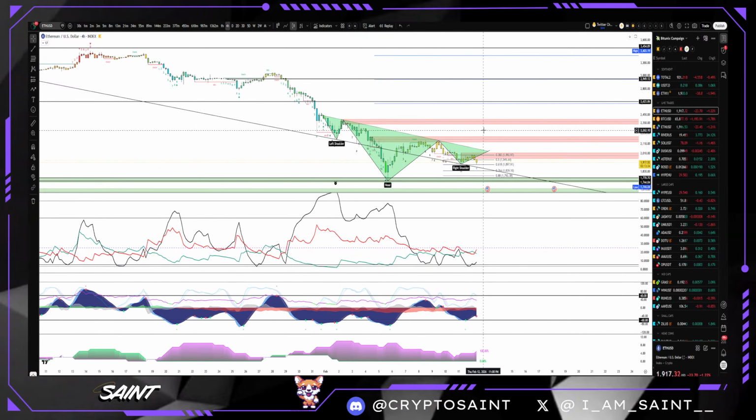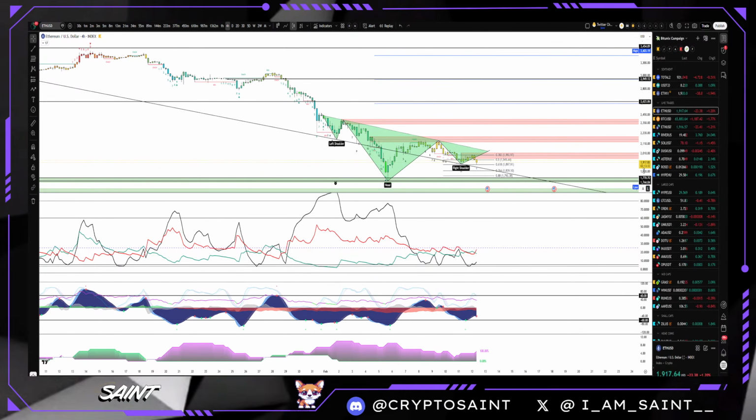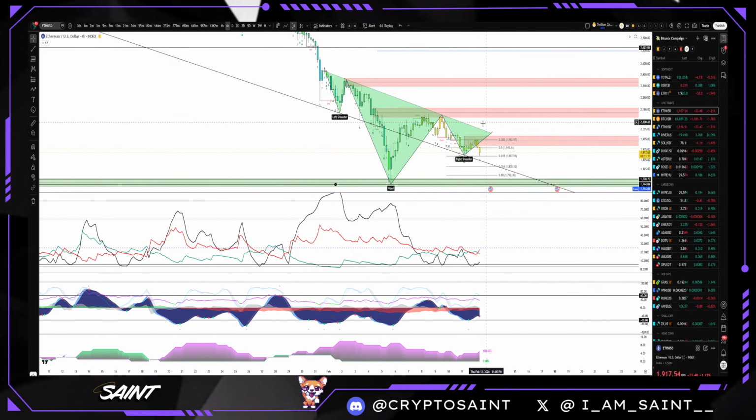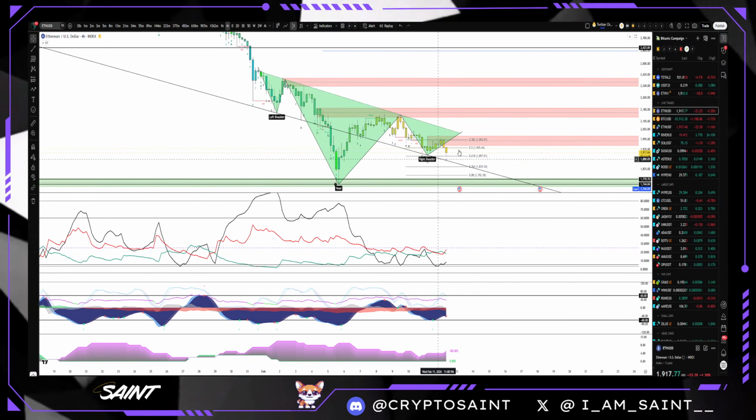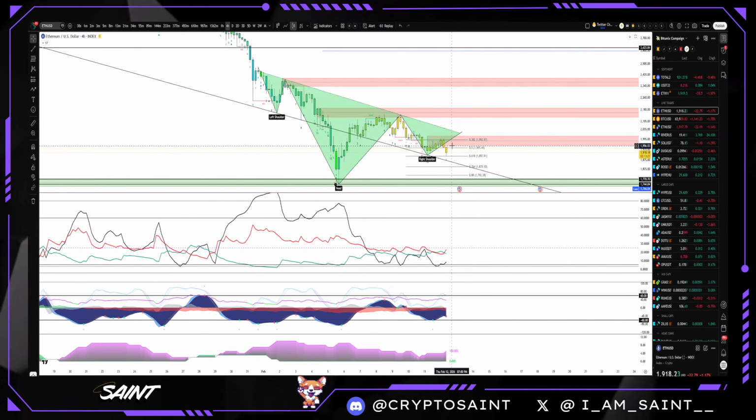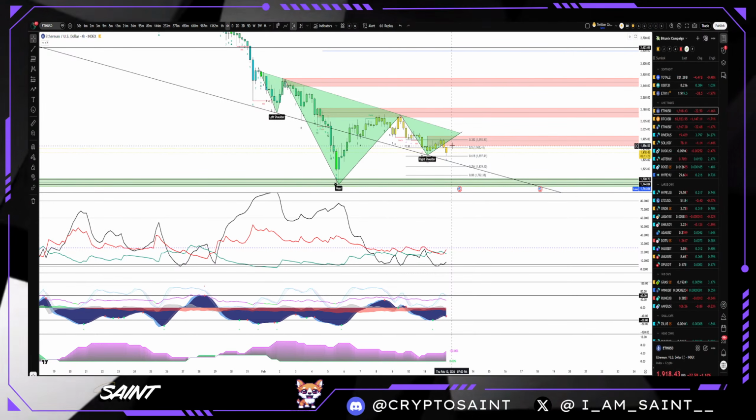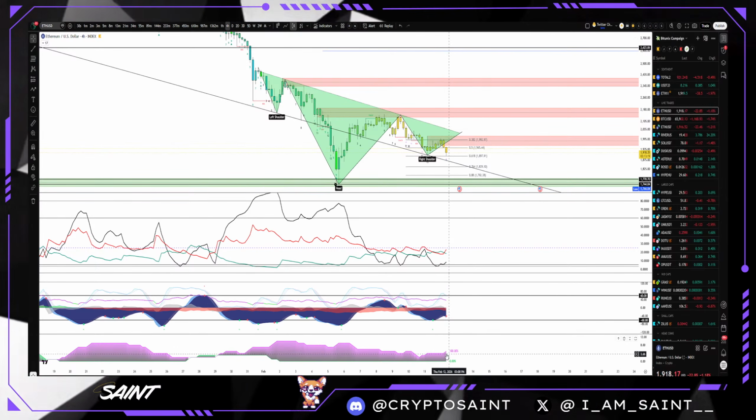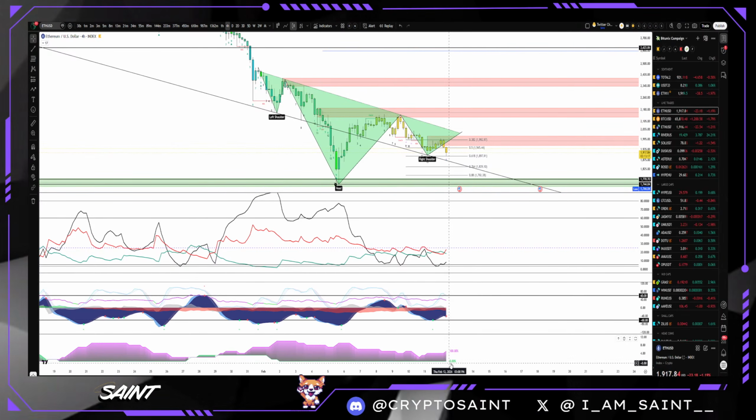So change of character is what I'd be hunting for first, then a break of structure to the upside, and then looking at potential shorts once that breaker structure starts to present itself. It's not going to be the first breaker structure that I look at. I'm going to look for signs of weakness, really. I'm going to be looking at the trend. I want to see that this trend kind of flips itself.